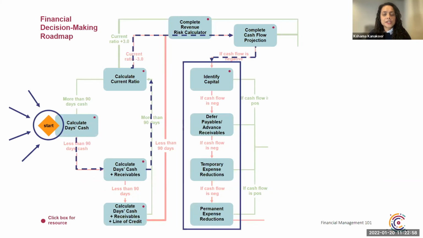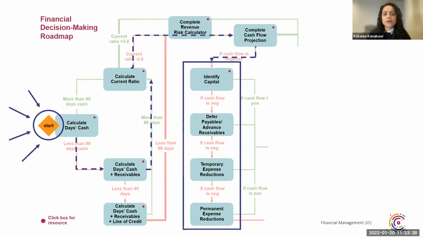So we'll see that the financial decision-making roadmap has some suggestions as well. Once you do your cash flow projections, if the cash flow is negative, then it takes you down the roadmap to provide some alternative strategies that you could use. The first step is to identify extra sources of capital: grants, advances, a line of credit, board members who can donate if you approach them, and so on.